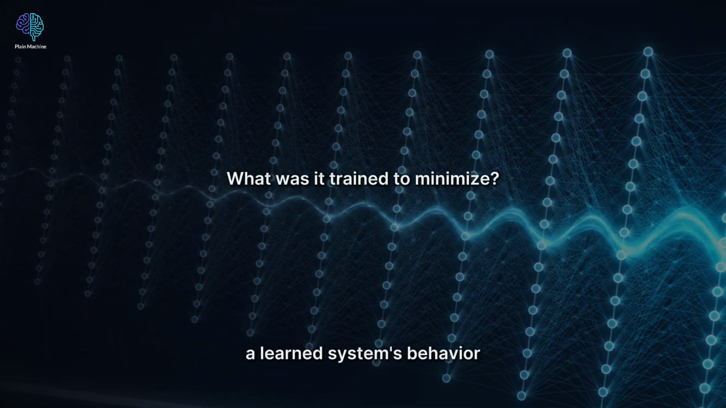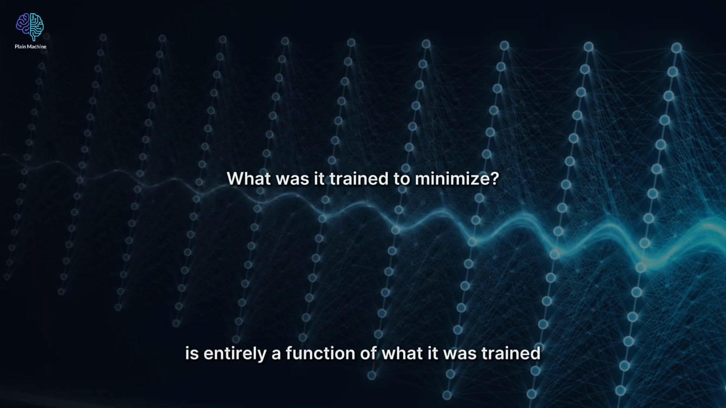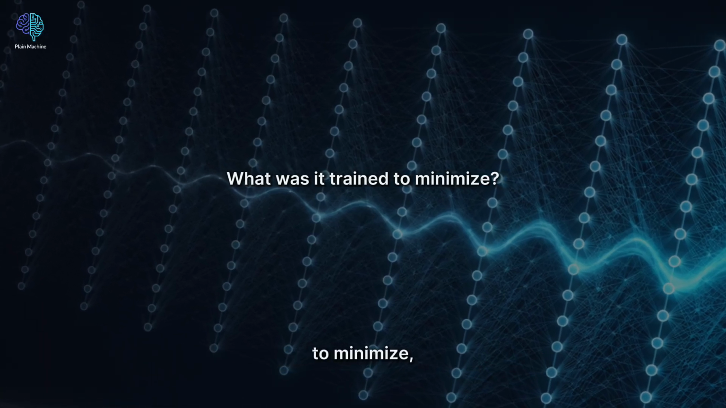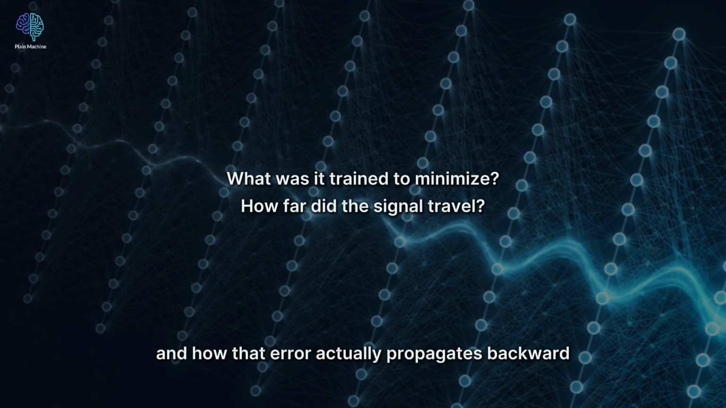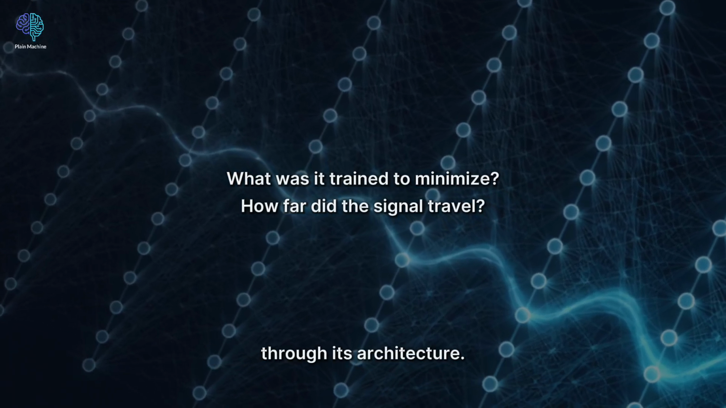Both scenarios point at the same underlying diagnostic. A learned system's behavior is entirely a function of what it was trained to minimize and how that error actually propagates backward through its architecture.